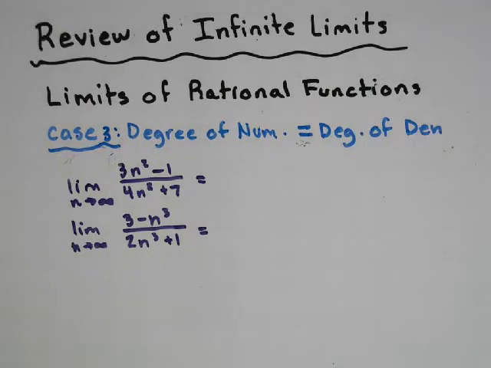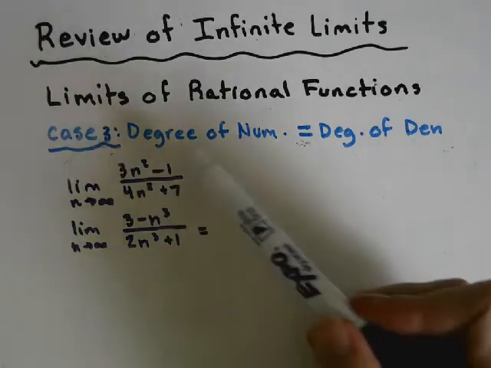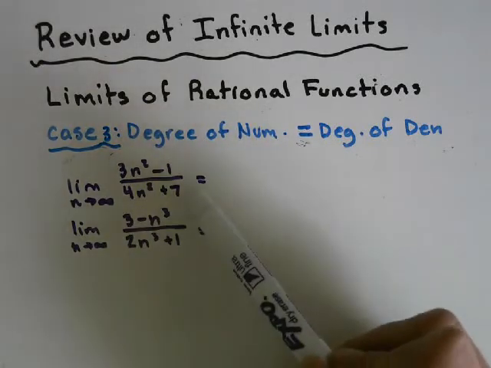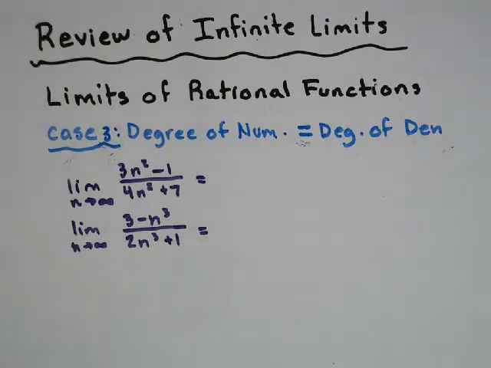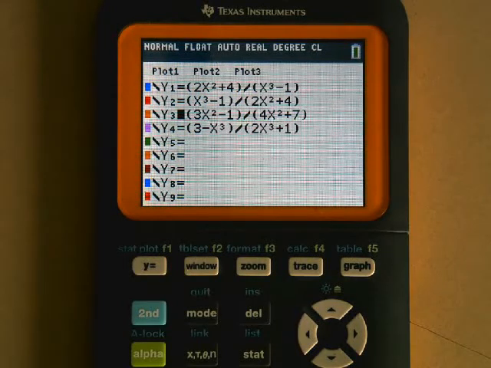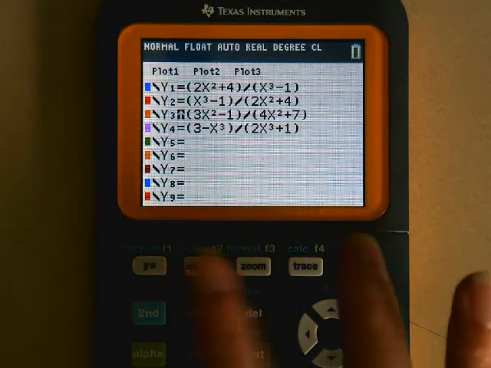So the last case is if the degrees are equal. And I'm going to look at two of them just to illustrate the idea here. So the degree for this one, we've got n squared over n squared. Here I've got a 3n cubed, so this is a degree 3 over degree 3. And we'll use the calculator to look at both of those. So the first one we're going to look at is the 3n squared minus 1 over 4n squared plus 7.